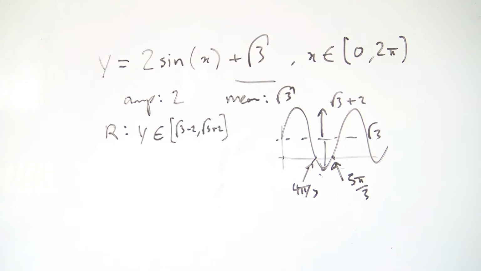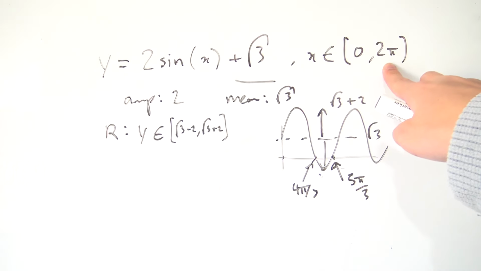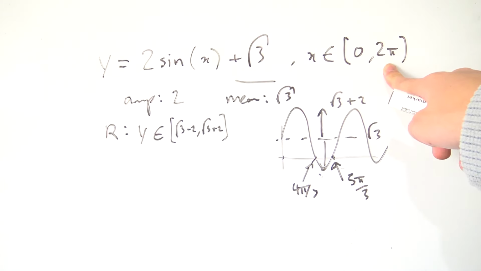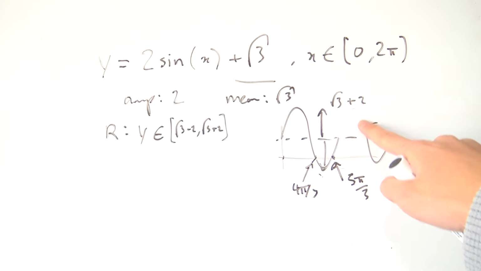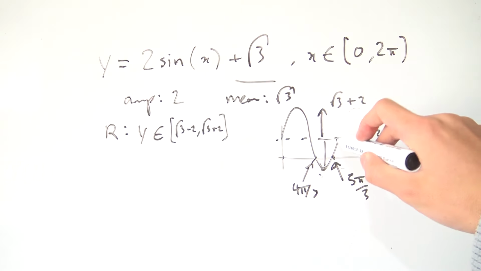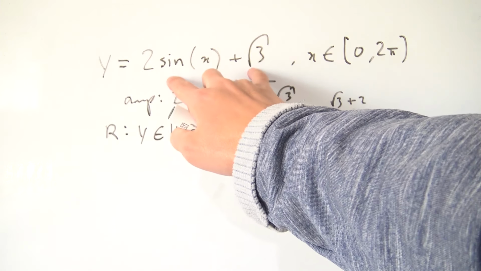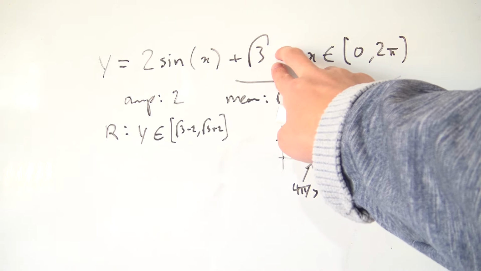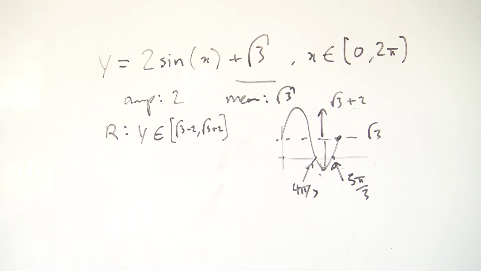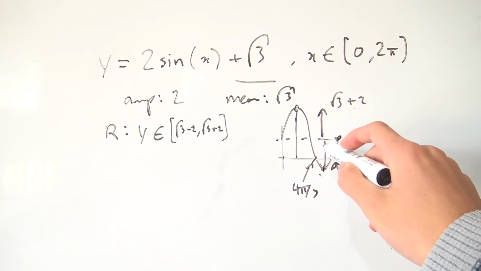And just a small detail, if we look back on our domain right here, we're only going from 0 to 2 pi. And notice that 2 pi is exactly one period of our sine graph right here, so it's actually going to stop right over there, because after that point, our graph is just going to repeat itself. And if you look at our equation right here, we're only shifting our original sine graph up by root 3. So that means the points where our maximums and minimums occur, the x values won't change.